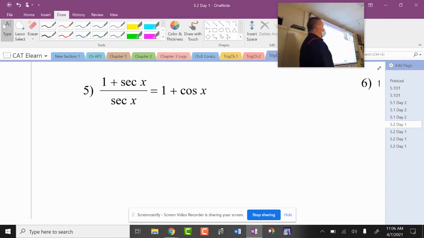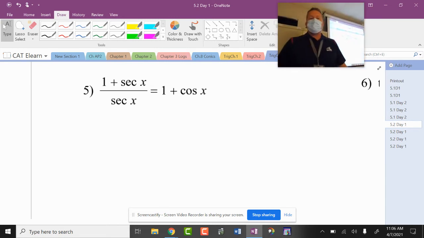Ooh, who looks more complicated? Come on, this is straight easy. Which one's more complicated, left or right? Fractions are always more complicated, right? And it's easier to go more complicated to simple, right? So that's what we want to do. We want to work with the left side. And then here's what you want to do in this.